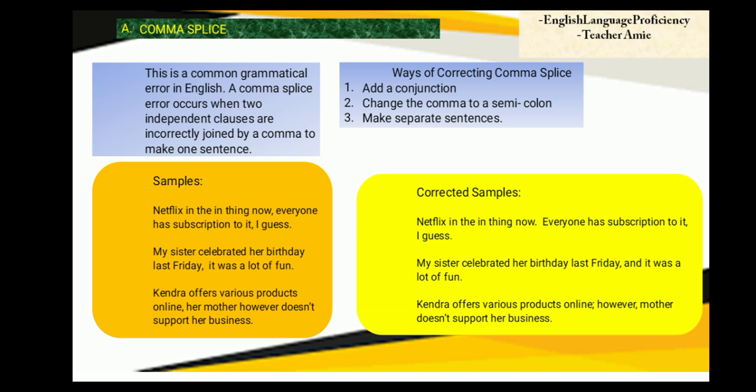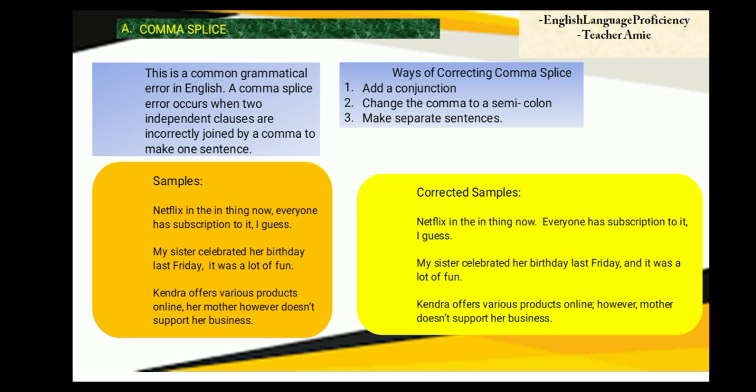Now, how do we correct them? We add conjunction, we change the comma to semicolon, and we make separate sentences. So, first, here: Netflix is the in thing now. Everyone has subscription to it, I guess. So, Netflix is the in thing now is an independent clause or already a sentence. So, you should put a period to that. Netflix is the in thing now. Everyone has subscription to it, comma, I guess.